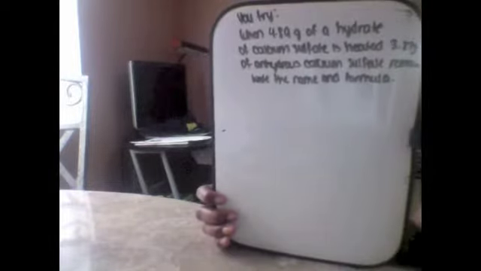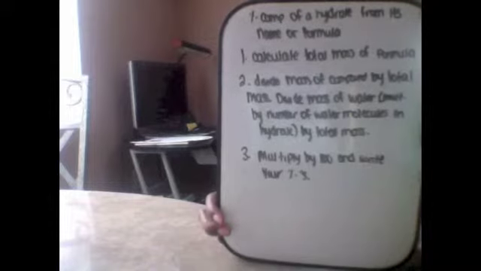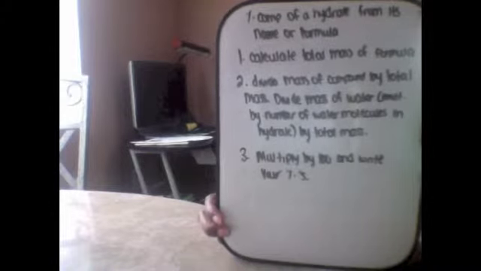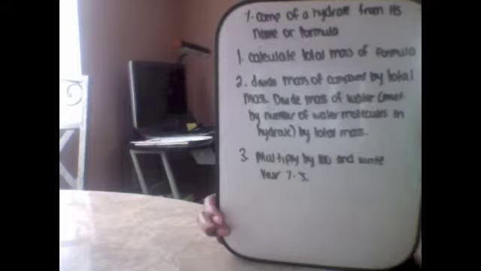Now you know how to determine the formula of a hydrate, but this shows you how to determine the percent composition of a hydrate from its name or formula. And it says for step 1, calculate total mass of formula. For step 2, divide mass of compound by total mass. Divide mass of water by total mass, and in the parentheses it says multiply by number of water molecules in hydrate. Step 3, multiply by 100 and write your percents.